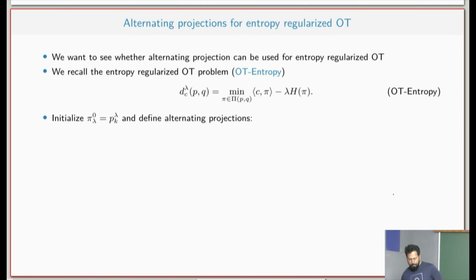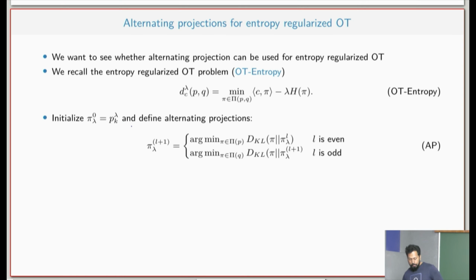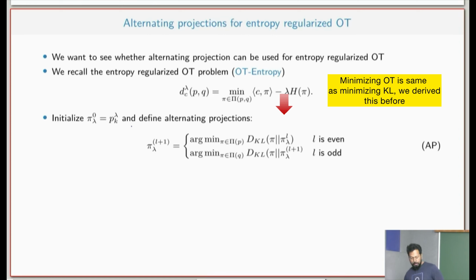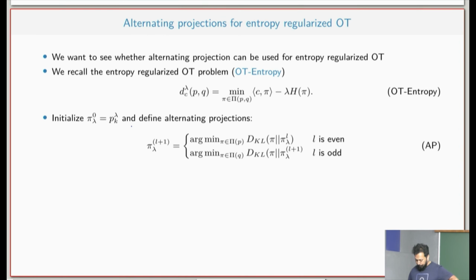And we can start with some initial guess like pi lambda 0, and we set it as p k lambda, that we defined with the Gibbs distribution, right? So then we have this projection scheme, where we will follow this. When L is even, we do this argmin of KL divergence of pi with this pi lambda L. Let us say in the beginning L is 0, so you start like this with pi lambda 0. So you do this even problem when L is 0.